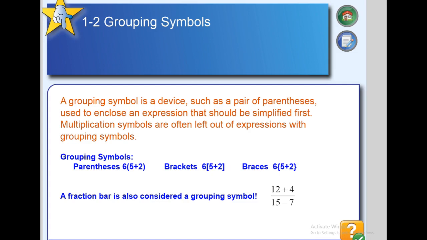We know a grouping symbol is a device that we're going to use, like a pair of parentheses. We're going to see that it's used to enclose an expression, and it shows us that that part of the math sentence should be simplified first. So whenever I see parentheses with some math in it to do, like numbers and operators, that's signaling, hey, do me first. And that's an important thing to see.